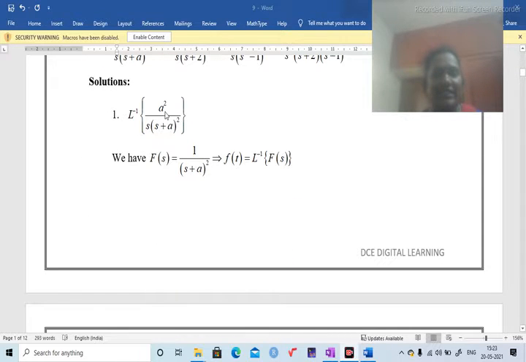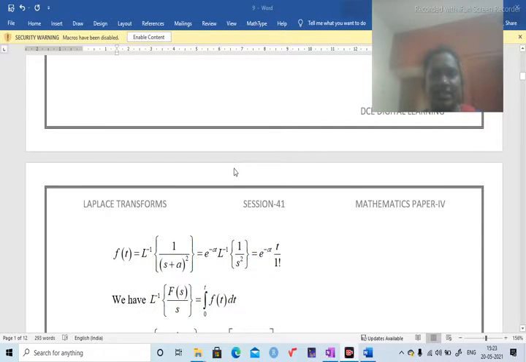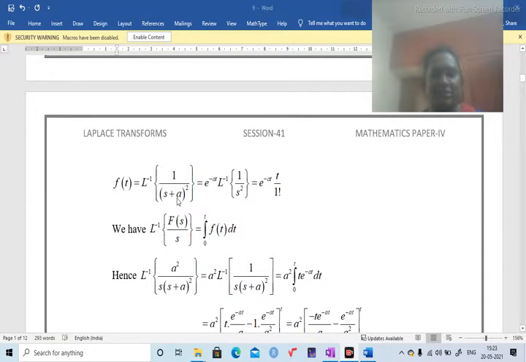First one, L inverse of a squared divided by s times (s plus a) whole squared. I am taking F(s) as 1 by (s plus a) whole squared. That means I am leaving this s. So, f(t) equals L inverse of F(s). Substituting the F(s) value, since plus a is there, we get e^(-at). L inverse of 1 by s squared, that means n equals 1, so L inverse of 1 by s squared is t^1 by 1 factorial.